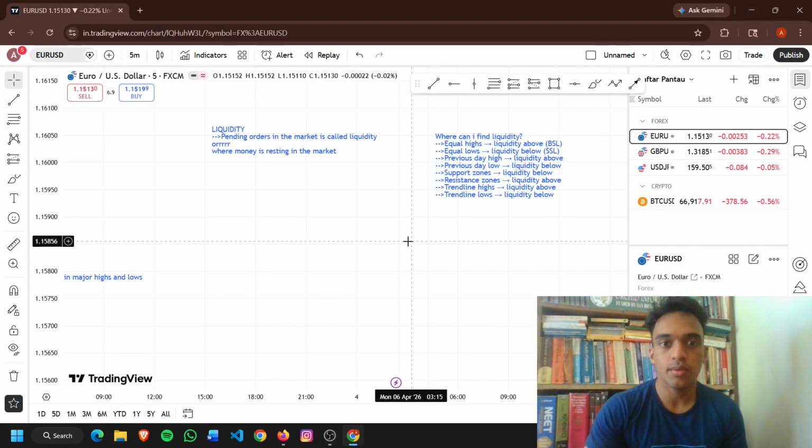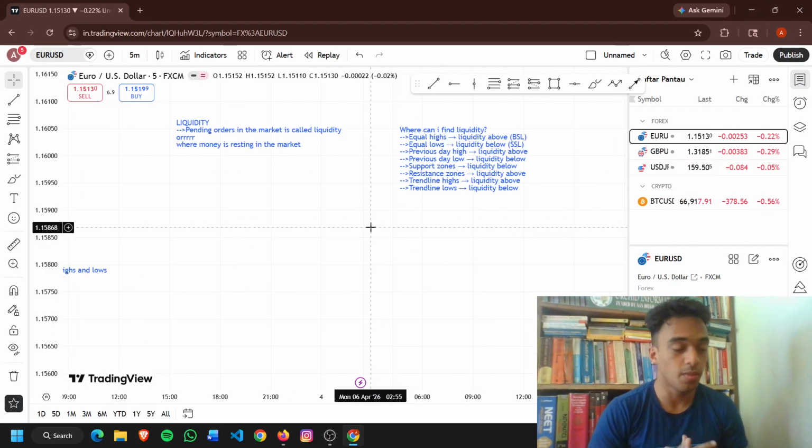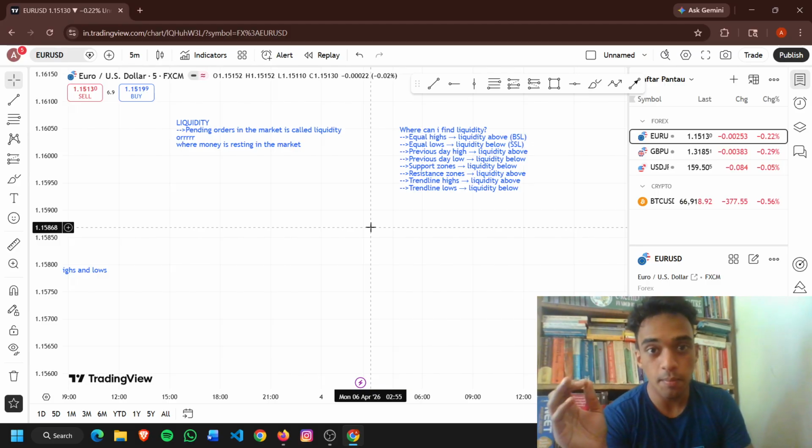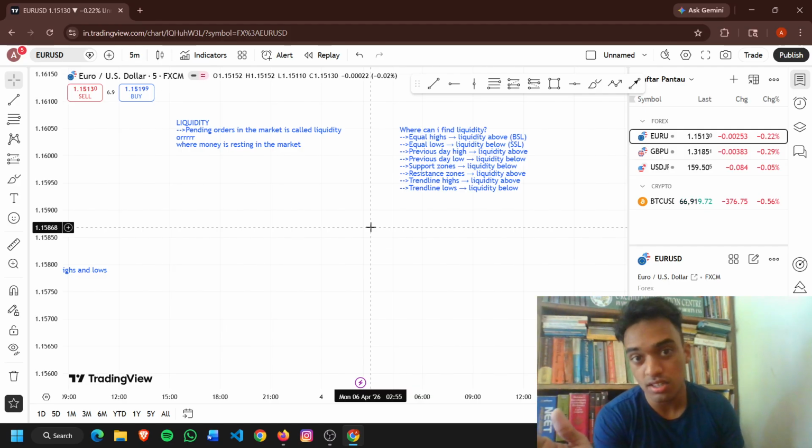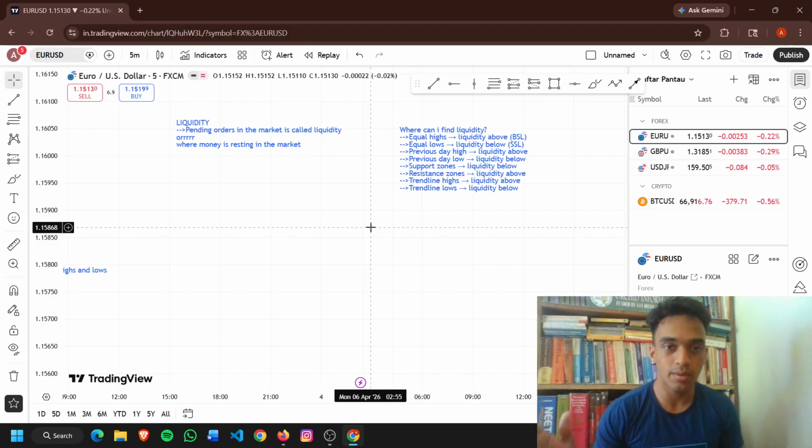Okay, guys, finally we are going to learn about liquidity. This is one of the most important concepts in trading. I'll give you certain rules, okay? Rules of the market. One of the major rules of a market is that market moves in search of liquidity. I'm going to tell you what liquidity is, where liquidity lies, and the different types of liquidity.